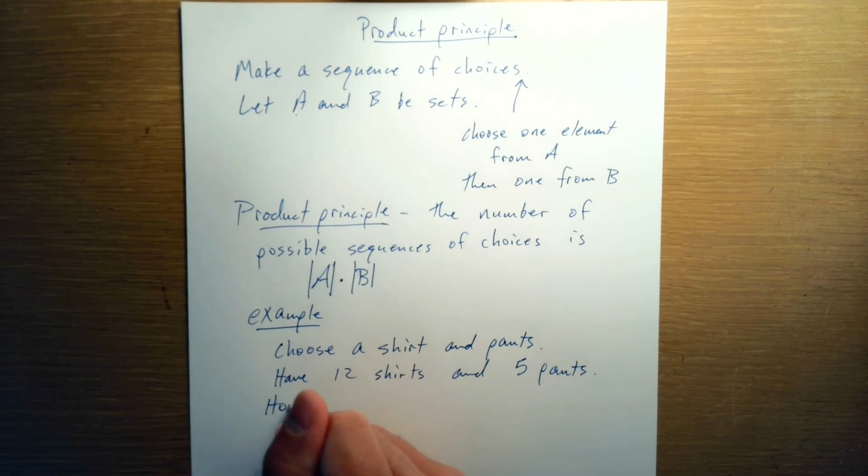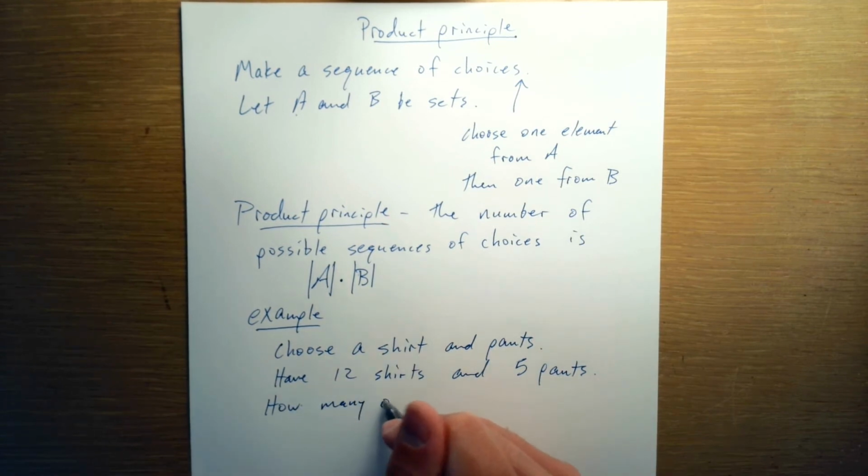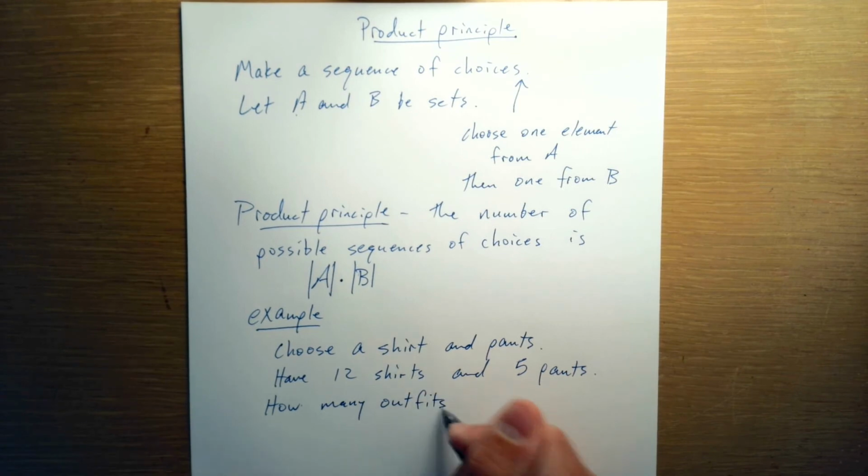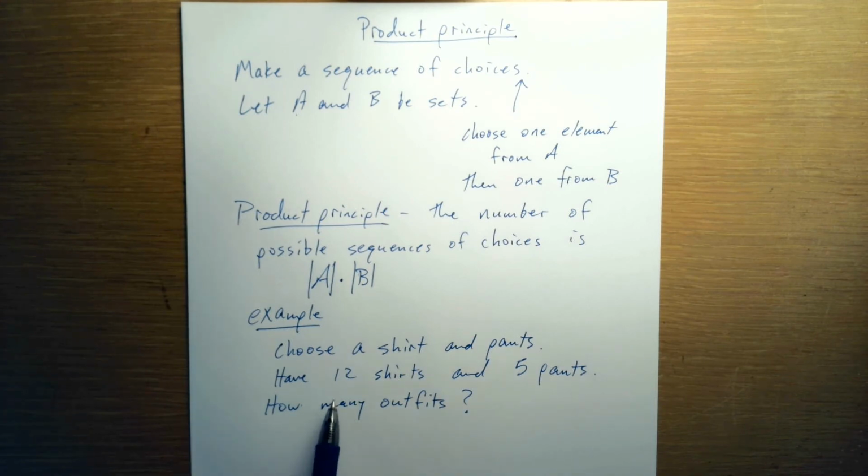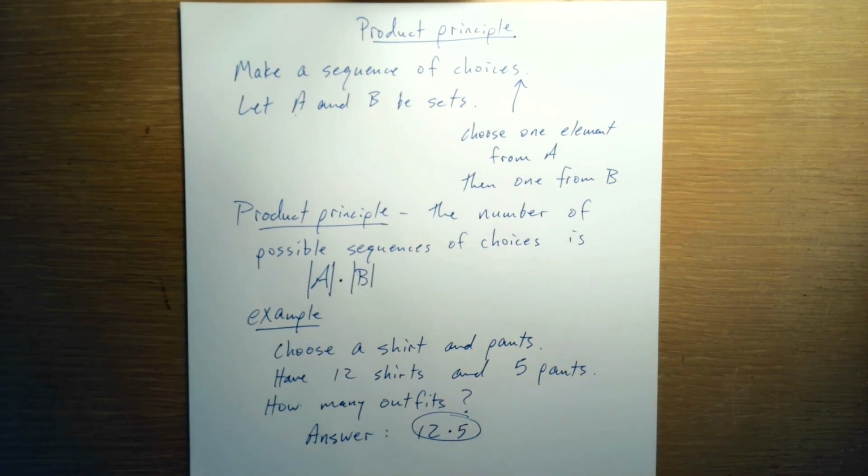So our question here is how many, we'll call them outfits. How many outfits are possible? And we're not taking into account matching or anything. So an outfit, again, it's a sequence of two choices, one from the set of shirts, one from the set of pants. And so here's our answer by the product principle, 12 times 5. That's how many possible outfits.